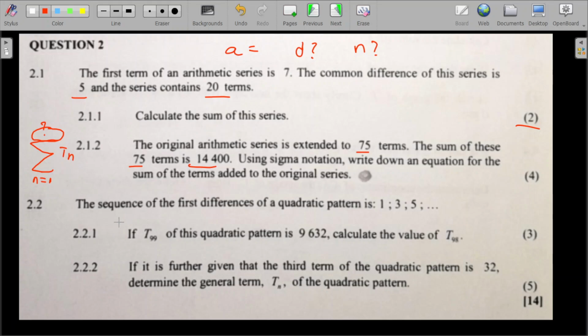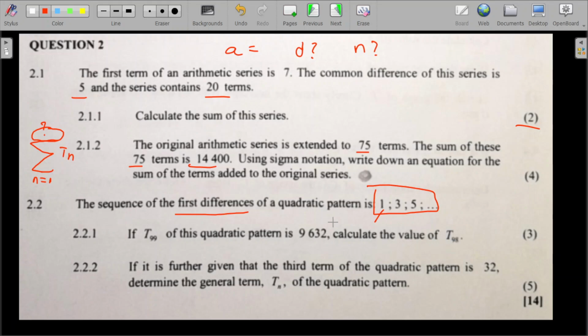And the sequence for the first term: here they are giving you the sequence for the first difference of the quadratic. The first difference of the quadratic, we all know, is the linear pattern of the quadratic. And then T99 of the quadratic is this, and then they calculate the T8.